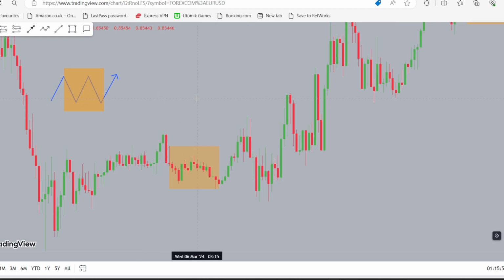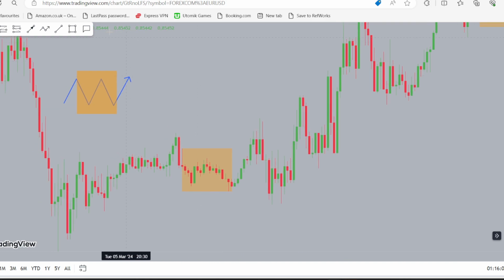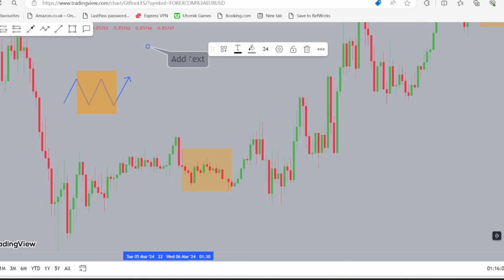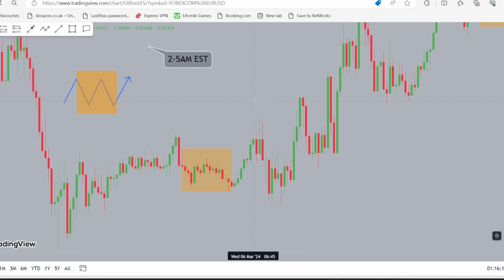What we're looking for in this stage is a two-phase manipulation. And you want both of these manipulations to typically, in the London session, happen, if I give the timings now, between 2 and 5 a.m. Eastern Standard Time, right? 2 to 5 a.m. Eastern Standard Time, right? So wherever you are around the world, this is New York time. So please calibrate that to wherever you are.